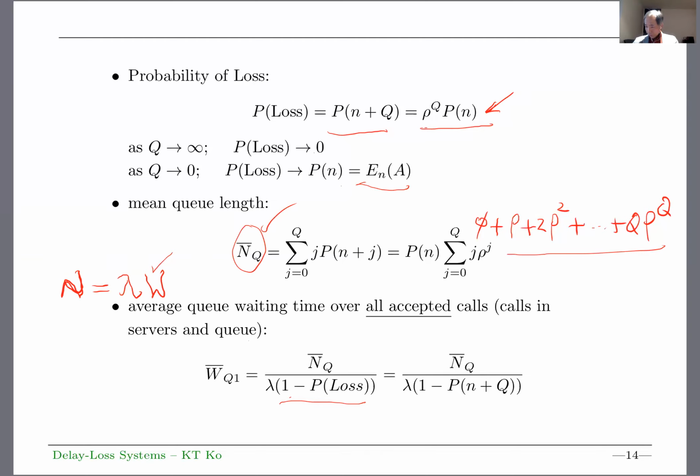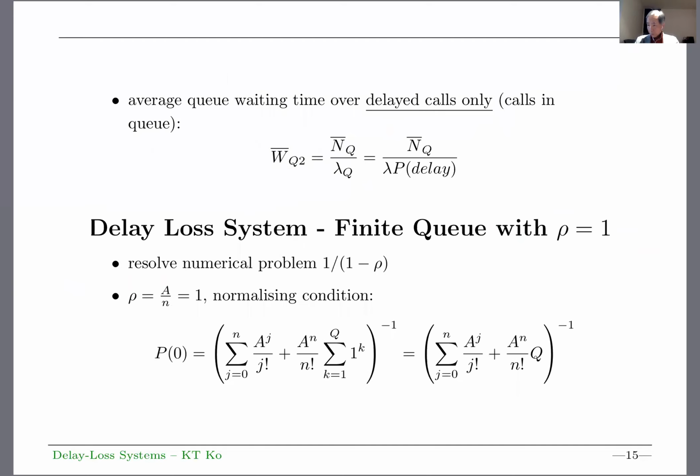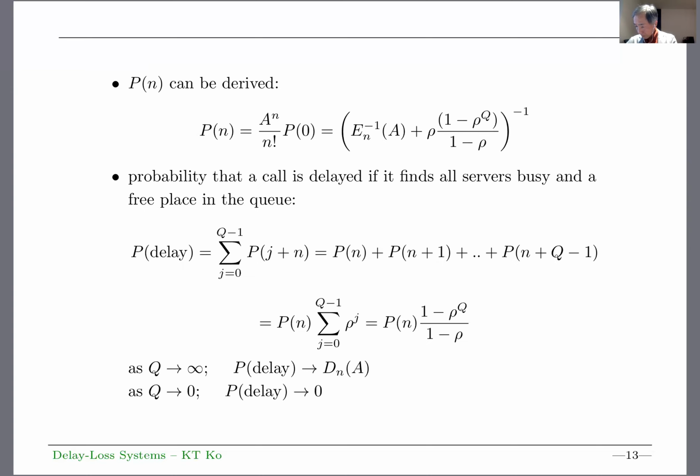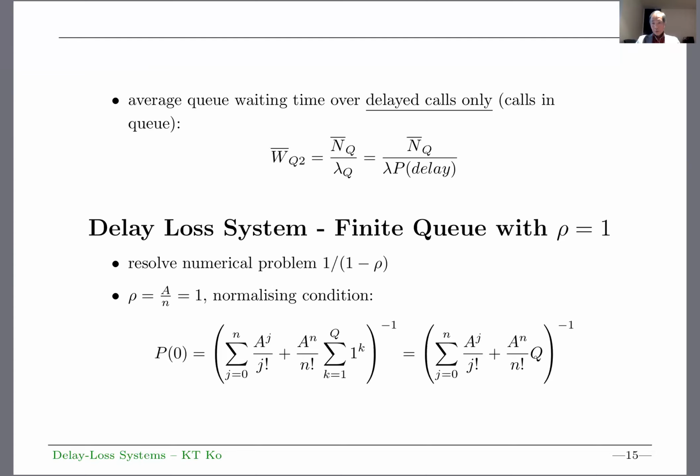The other thing we are looking at, which is probably the more important part, is what happens when calls are delayed, because what's the waiting time for those who have to wait in the queue? So the calls are in the queue. In this case, W_Q is NQ divided by the arrival rate at the queue, so it's lambda times the probability of delay. Okay, so the probability of delay is given by this relationship. With that, we could finish the talk about the finite queue, multiple server system.